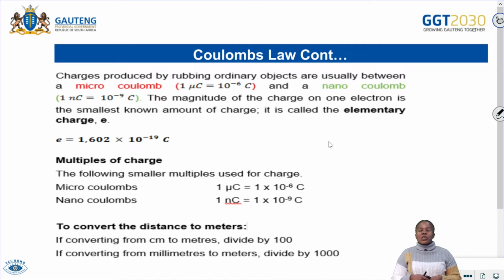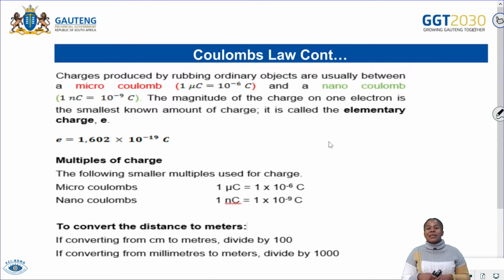Now, we just touched on conversions. We're saying here, charges produced by rubbing ordinary objects. Remember, we can produce charges by rubbing ordinary objects. How can we do that? If I take my ruler and I rub it on my wool jersey, what I'm actually doing is trying to make my ruler to be charged. In fact, both objects are going to be what? Charged. How, you may ask yourself?